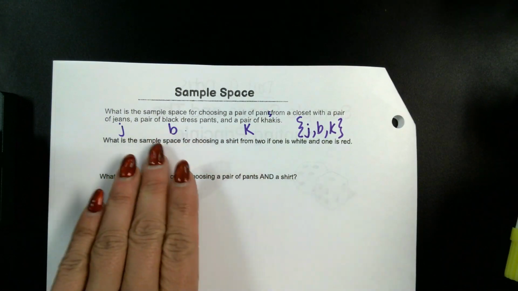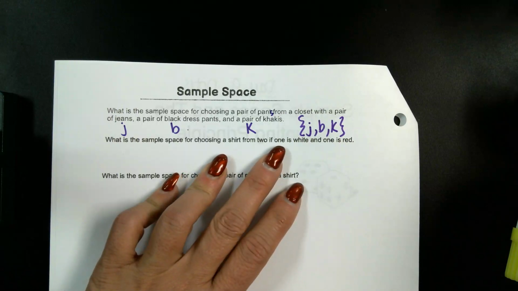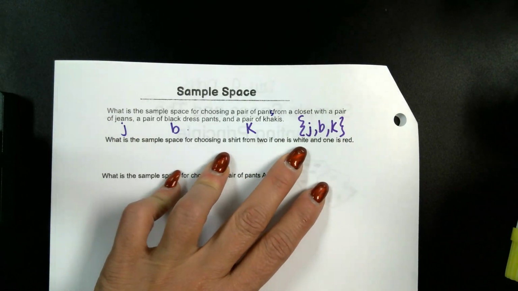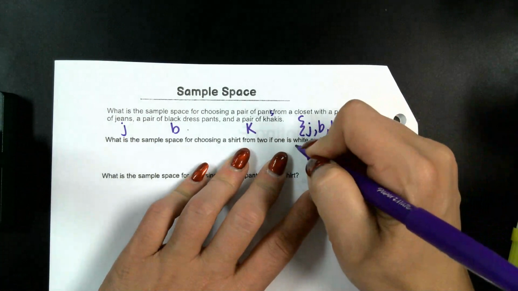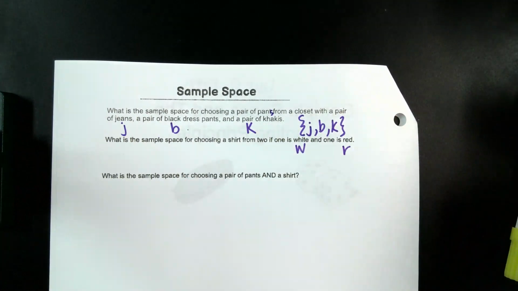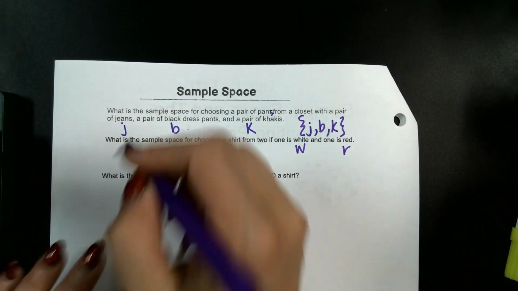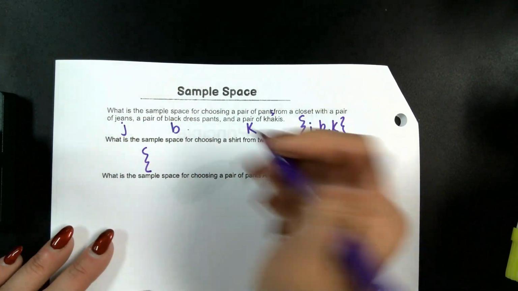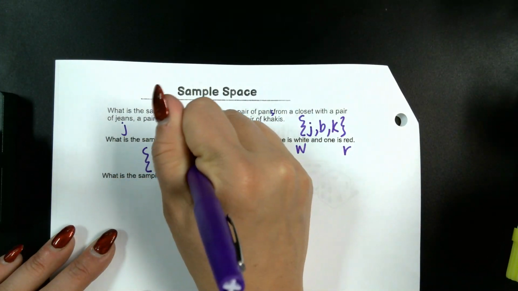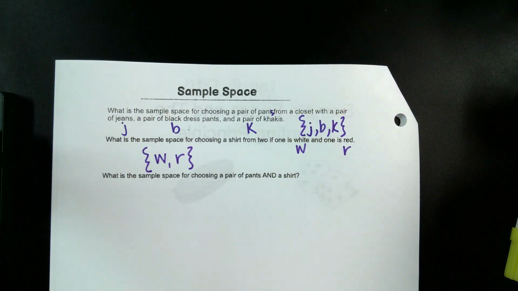Okay, then it says, what is the sample space for choosing a shirt from 2 of them if one is white and one is red? So let's use W and R. What's the sample space if we just reach in and grab a shirt? W, comma, R. Yeah, I wish there was some easy way for me to show you how to do those brackets. Half the time mine don't look good either, so you just wing it.